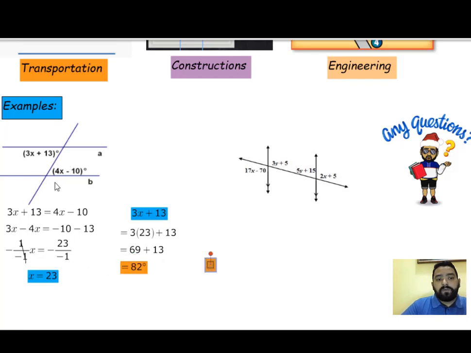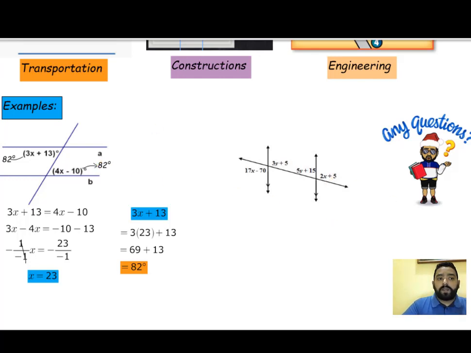And remember, if this angle is 82, this one is going to be 82. So you can put here 82 degrees. We are going to write the angles as 82 degrees. And if this one is 82 degrees, this one is also going to be 82 degrees because they are alternate interior angles. So we can write here 82 degrees, and we already have the two angles in the relationship.